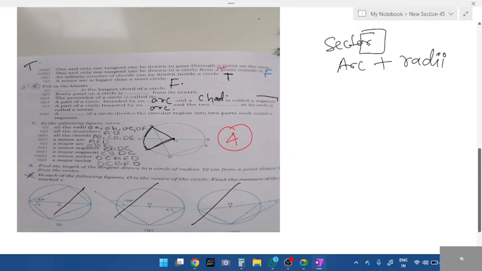Can you see this minor sector, students? It is made up of how many radii? O, C, F. How many radii are there? Two radii, OC and OF, and one arc is connected here, CAF. The arc is connected, right?